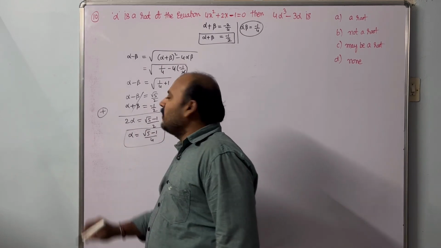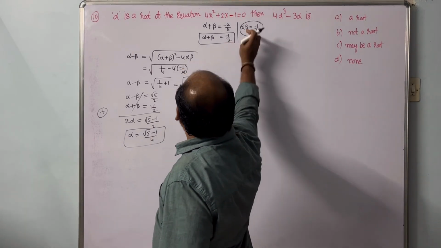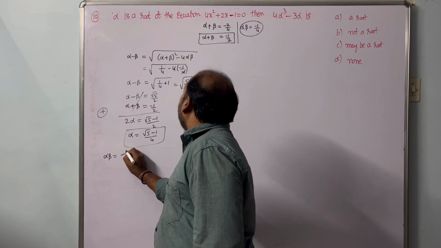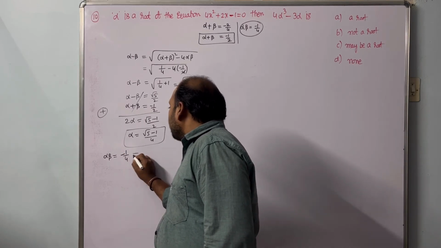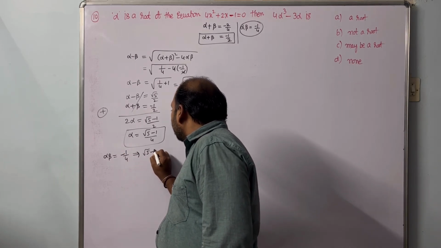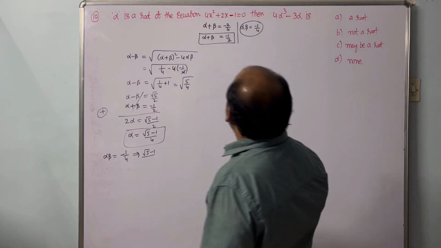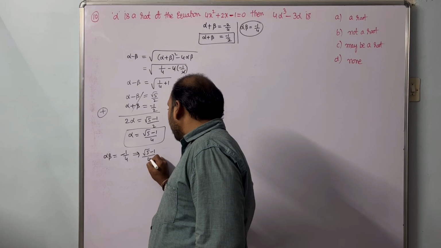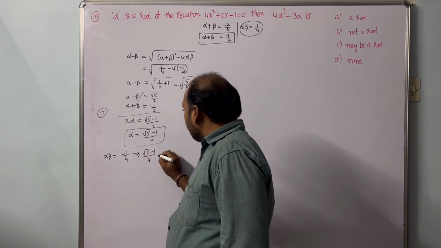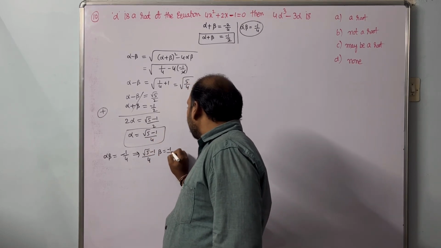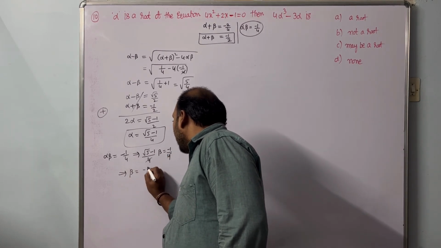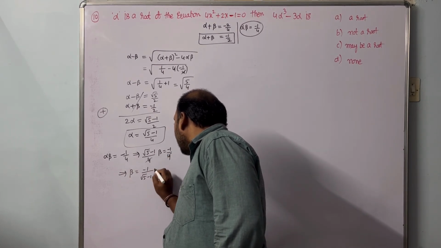So like this we will calculate the beta value also. Alpha beta is there, no? Alpha beta is equal to minus 1 by 4. That implies alpha value, root 5 minus 1 by 4, into beta is equal to minus 1 by 4. The 4 gets cancelled. So beta is equal to minus 1 by root 5 minus 1.